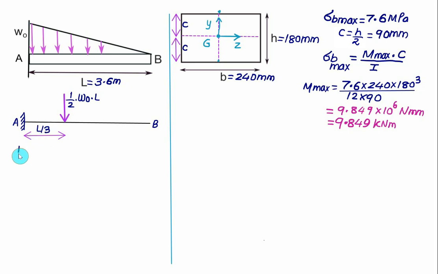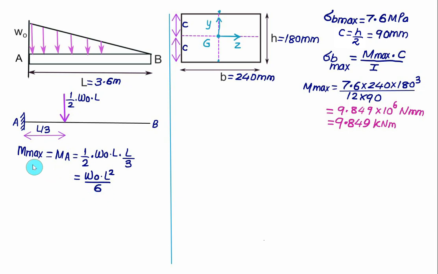In this case, the maximum bending moment will be at point A, and we have maximum bending moment MA equal to 1 by 2 into W0 into L multiplied by the distance L by 3. That is, we have maximum bending moment equal to W0 multiplied by L square, divided by 2 into 3, which is equal to 6.